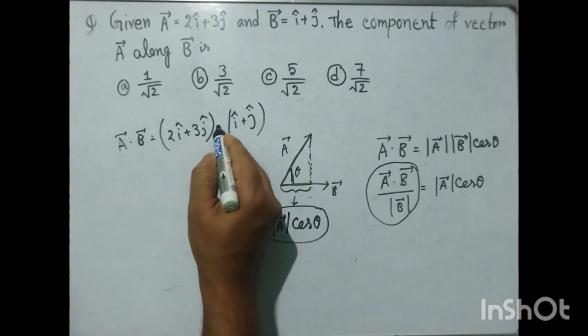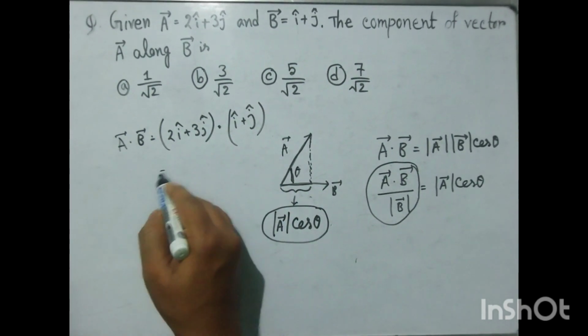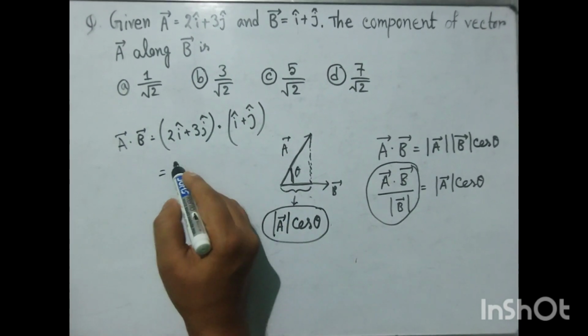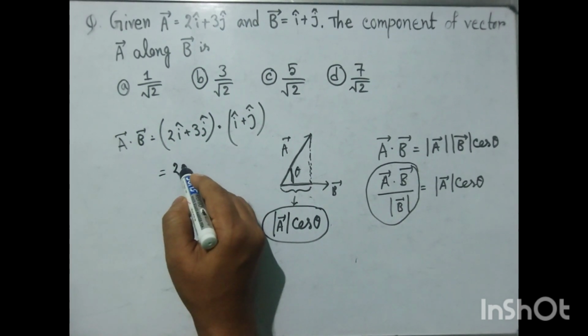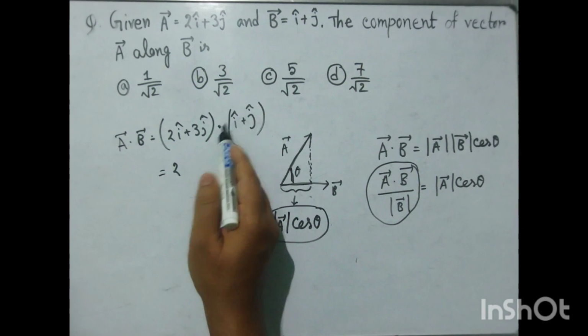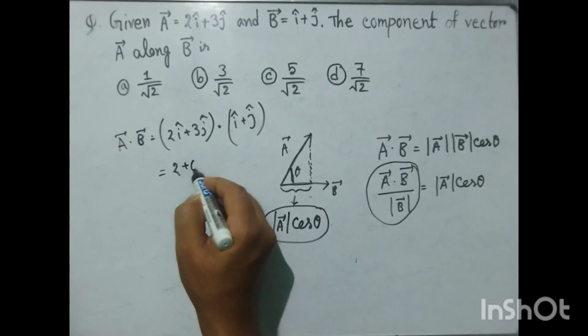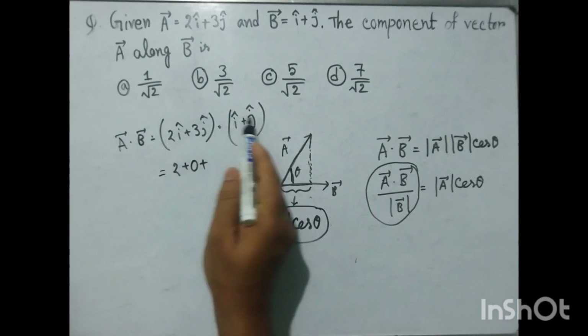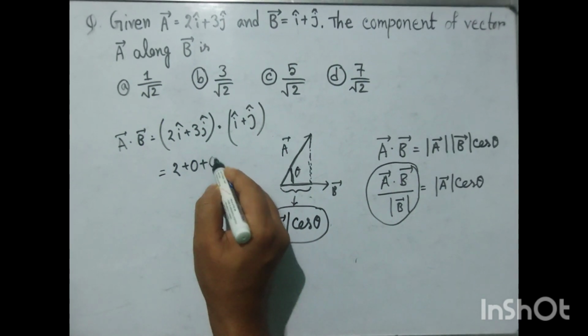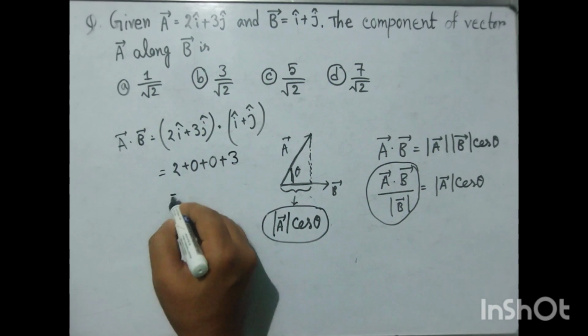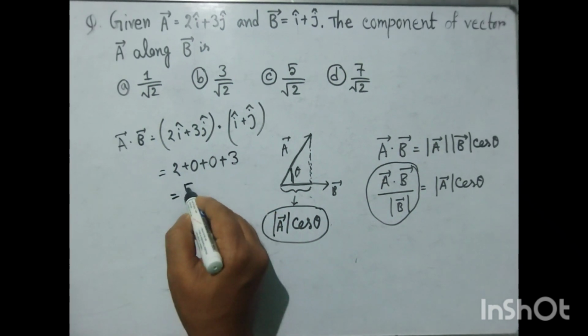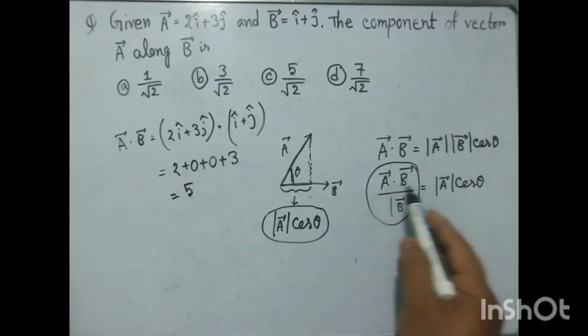So we have to make the dot product of these two vectors. i cap dot i cap we know is 1, so that will be 2 into 1 is 2, and j cap dot i cap is 0, so 2 plus 0. i cap dot j cap is 0, and j cap dot j cap is 1, so 3 into 1, that will be 3, so 2 plus 3, that will be 5. So A vector dot B vector is 5.